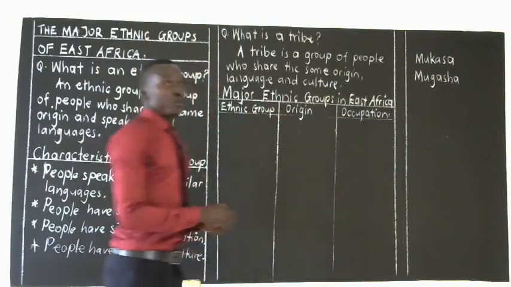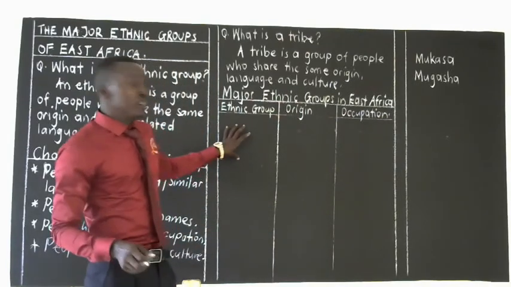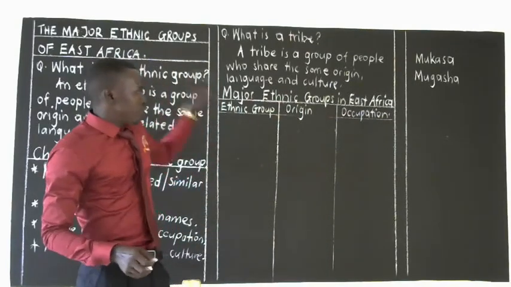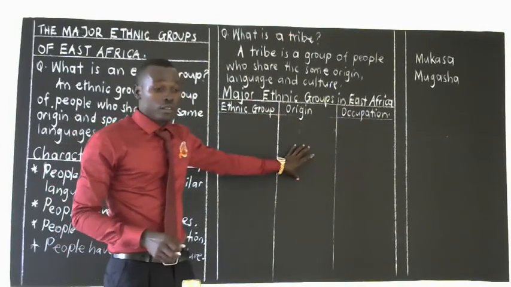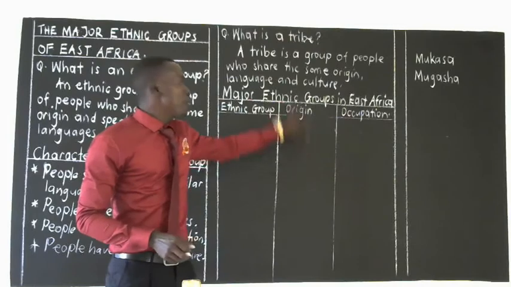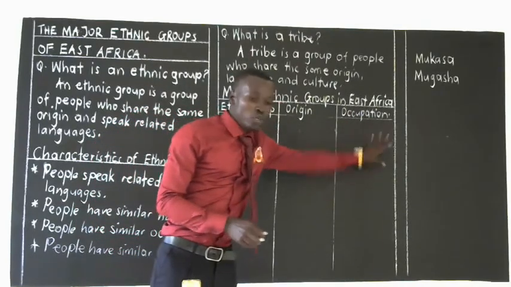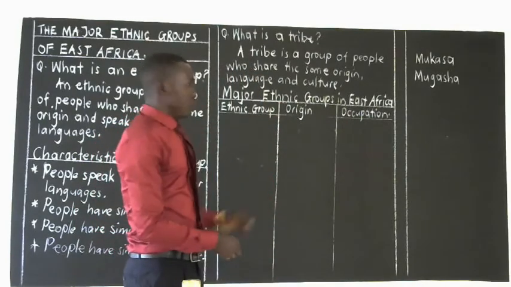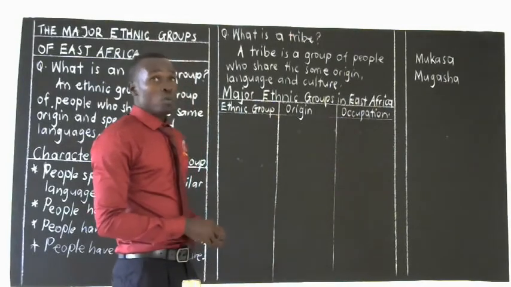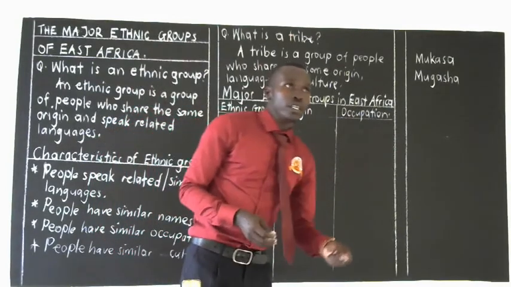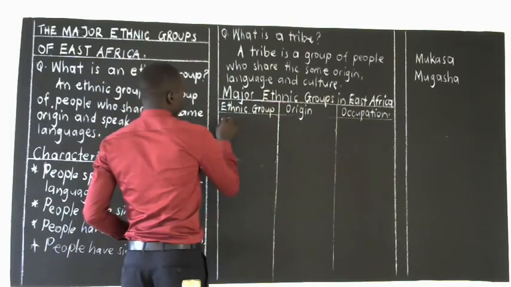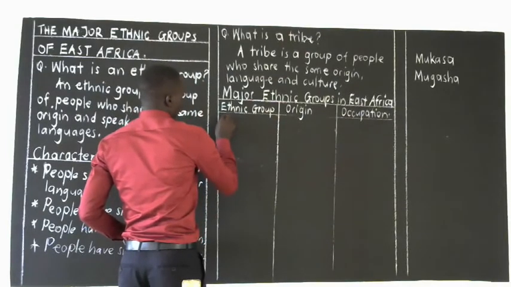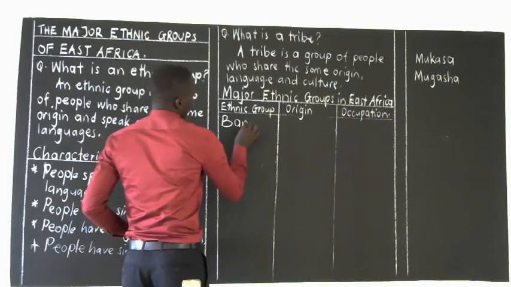So, draw your table in this order. The first column is the ethnic group, second for the origin or where they came from, then the third column is for their occupation or what they do for a living. Our first ethnic group we are talking about is Bantu.